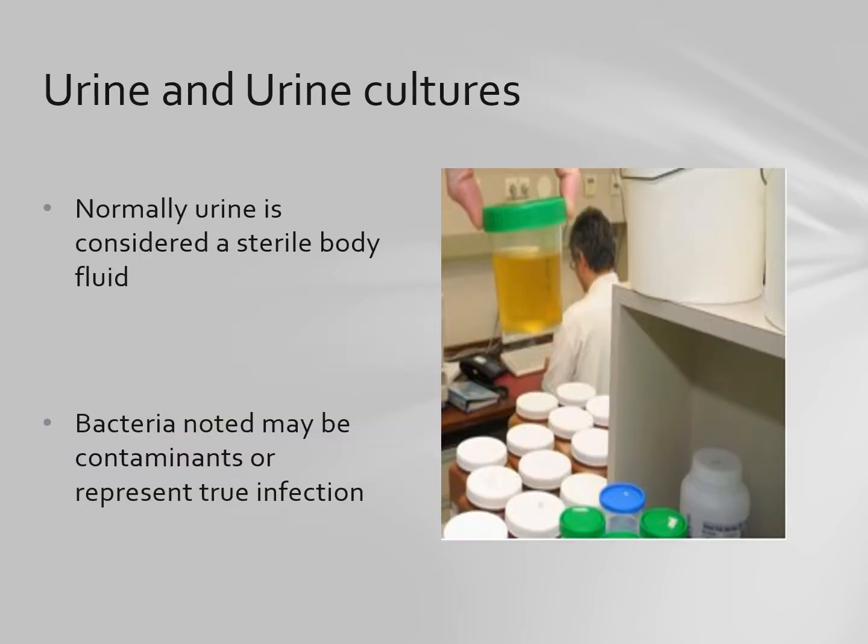So let's talk a little bit more specifically about urine and urine cultures. It is true that a fresh urine is considered a sterile body fluid, and any bacteria that's in the sample is something that's going to represent a true infection or it's a contaminant from the skin. Usually the contaminants that are found in urine are normal skin flora such as coag-negative Staphylococcus or Lactobacillus.